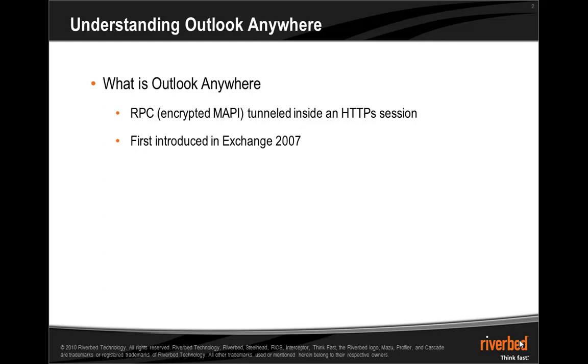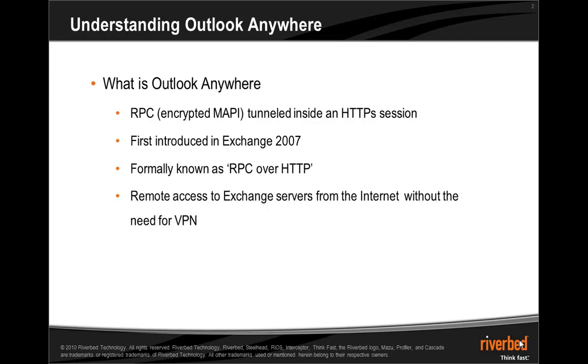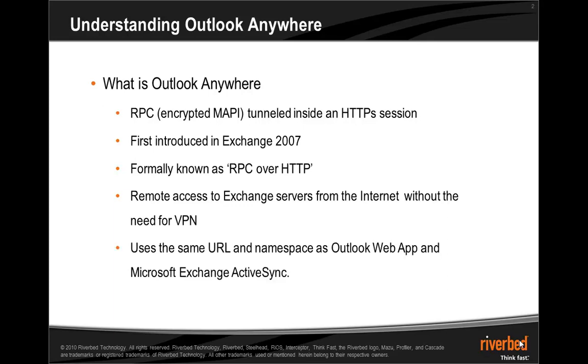Outlook Anywhere was first introduced in Exchange 2007 and was originally called RPC over HTTP. Microsoft introduced this feature as users would no longer require VPN connectivity to access emails, since the entire session is encrypted using SSL certificates. Another key advantage from a deployment standpoint is that it uses the same URL and namespace as the Outlook web application and Exchange ActiveSync.